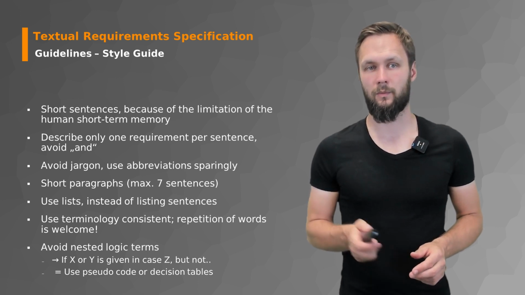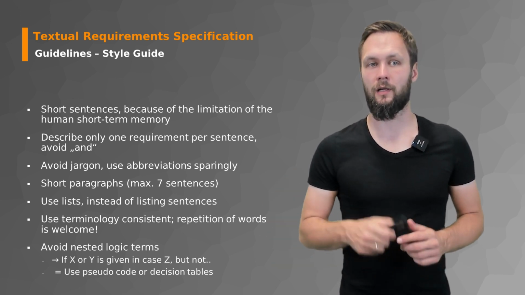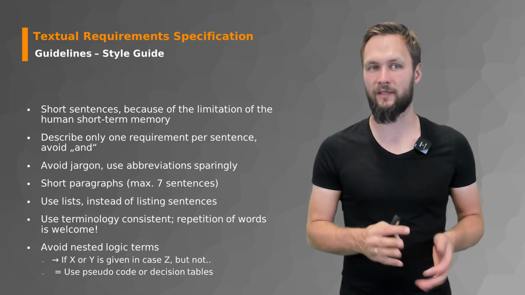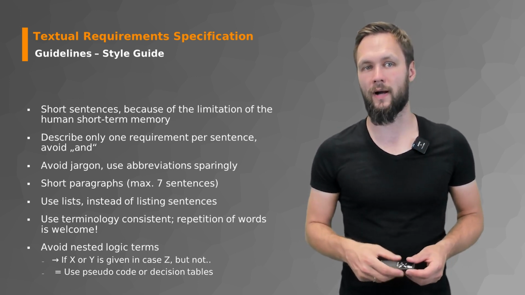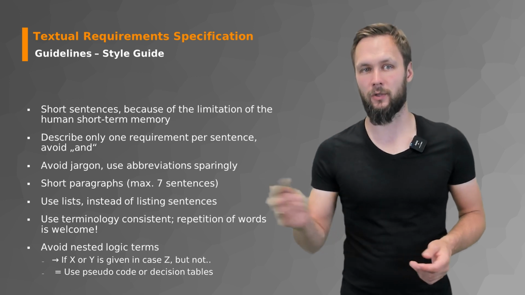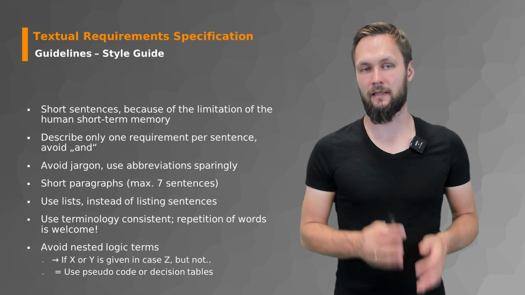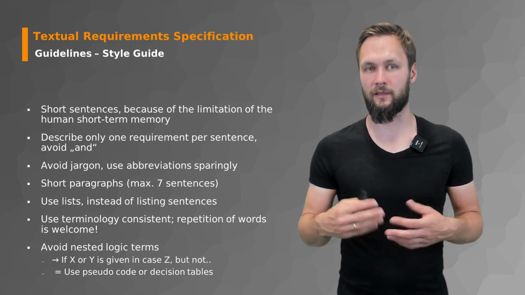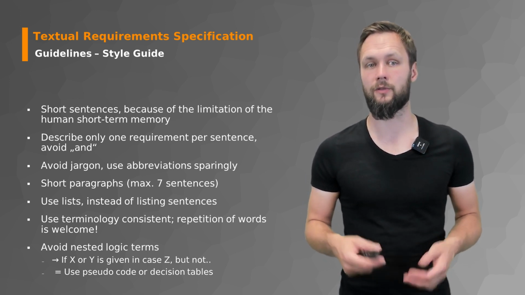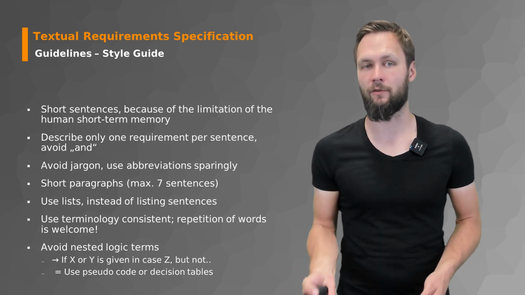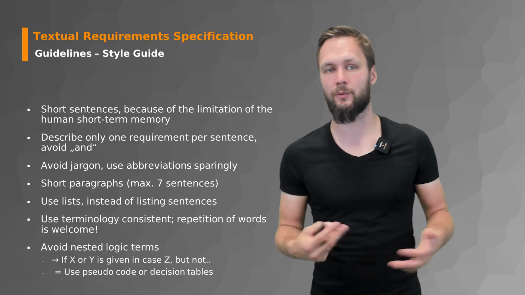And as we have already seen before, nested logic terms are difficult, so avoid them. So if X or Y is given in case that, but not, don't make it that complicated. If it is applicable and if this is fine for all stakeholders, you could use something like pseudocode or decision tables. Just make sure that everyone understands it. So, common language, we talked about that before.